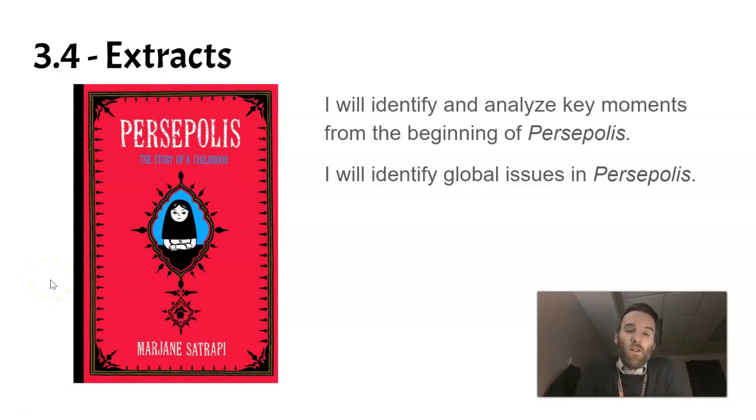This is lesson 4 for the Persepolis unit. You won't have any new sections to read in the book, but we will be identifying important extracts from the book in this lesson. Here are your two learning targets. Identify and analyze key moments from the beginning of Persepolis, and identify global issues in Persepolis.